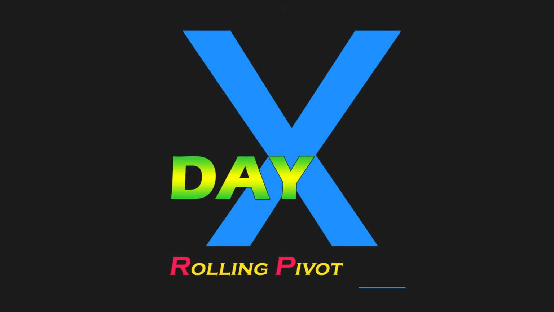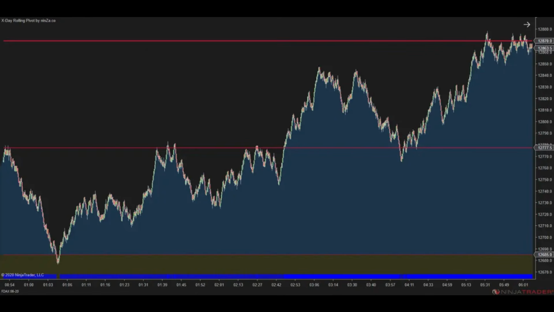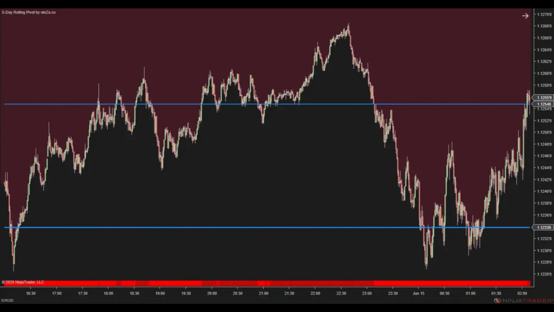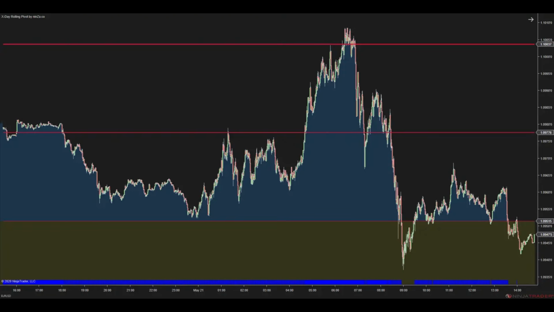And the special gift we prepared for you today is the X-Day Rolling Pivot Indicator. This indicator is built specifically for intraday charts and does not plot higher time frame pivots. It follows the rolling pivot method from Mark B. Fisher's book, The Logical Trader, but improves on it by letting you choose how many days to include, 3, 5, 7, 10, etc. Pivot levels are calculated using the highest high, lowest low, and close of the selected period.